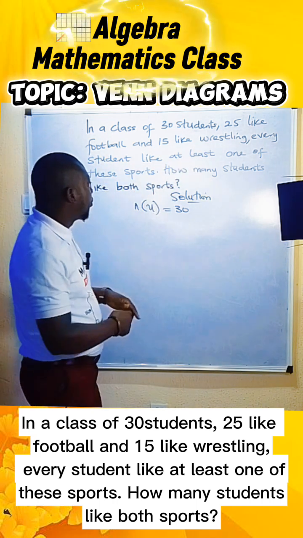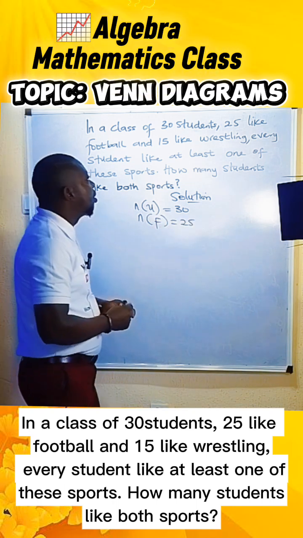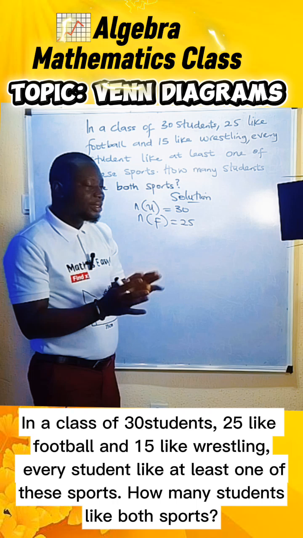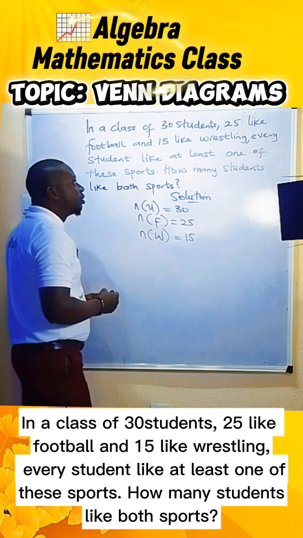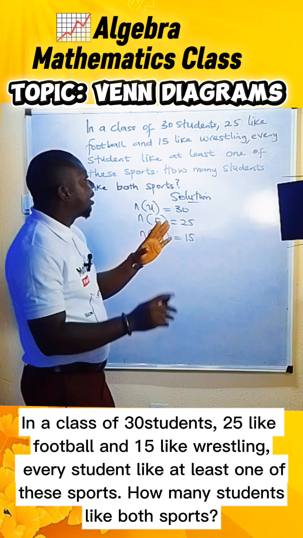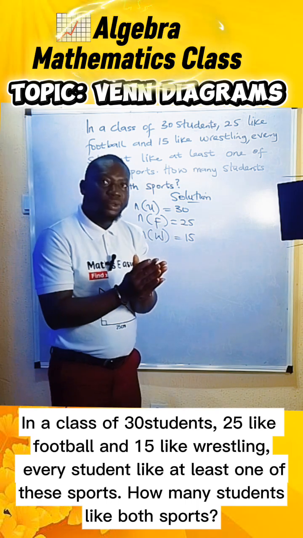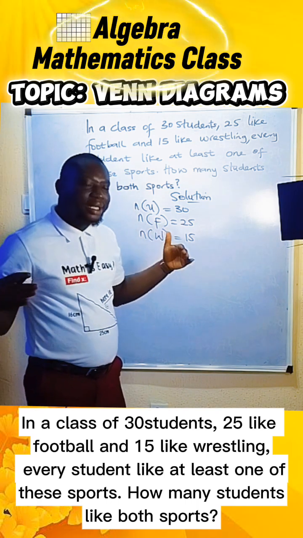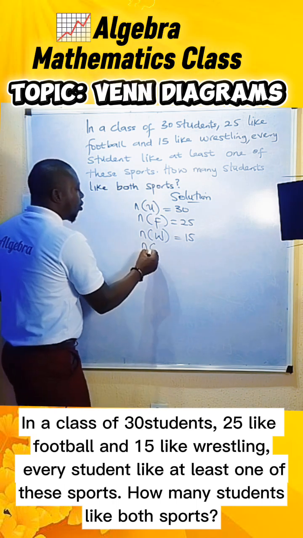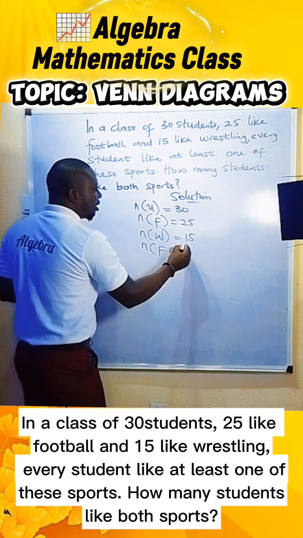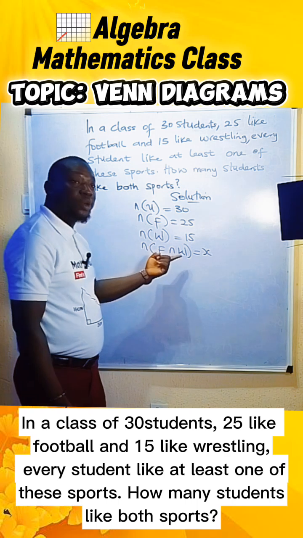25 like football. Those that like football is 25. Now 15 like wrestling. That's those that like wrestling is 15. Now every student likes at least one of these sports. How many students like both sports? Both sports, it's talking about intersection. Those that like football and also like wrestling. So I have the number of football intersect wrestling is what? X. Those that like football and those that also like wrestling.